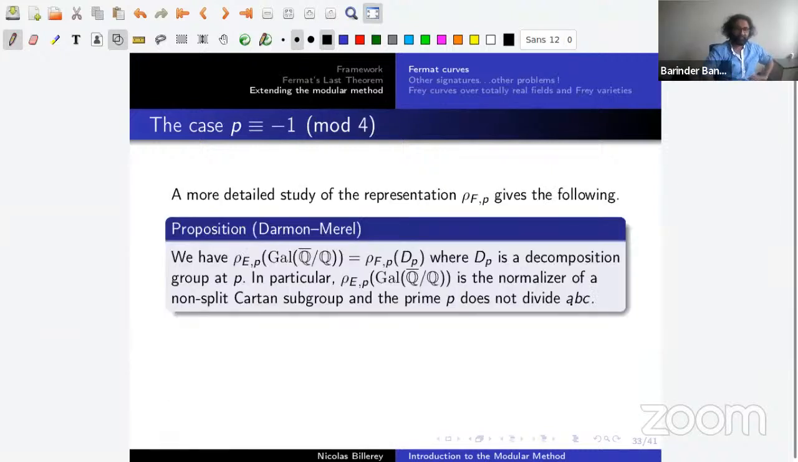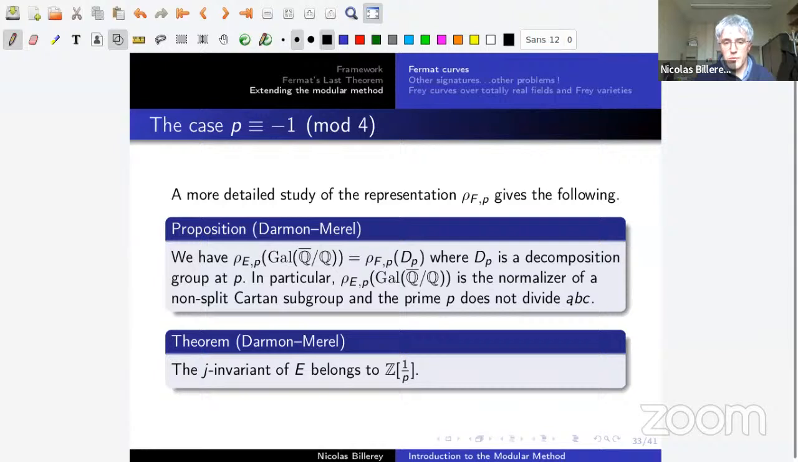So in the other situation, where p is congruent to minus one mod four, Darmon and Merel prove that the image of the mod p representation attached to E turns out to be the image of a decomposition group at p of the mod p representation attached to f. In particular, the mod p representation attached to the Frey curve has image in the normalizer of a non-split Cartan subgroup. And therefore, the prime p does not divide abc. Again, it's a contradiction with an integrality result, the analog of Momose's result but for the other congruence class, the case where p is congruent to minus one mod four.